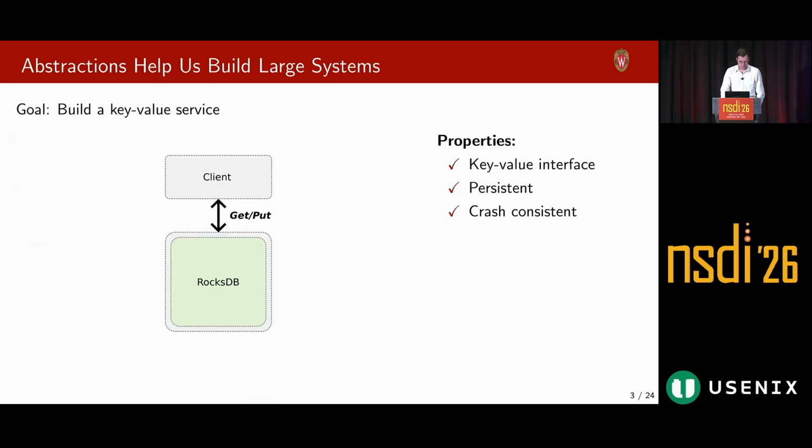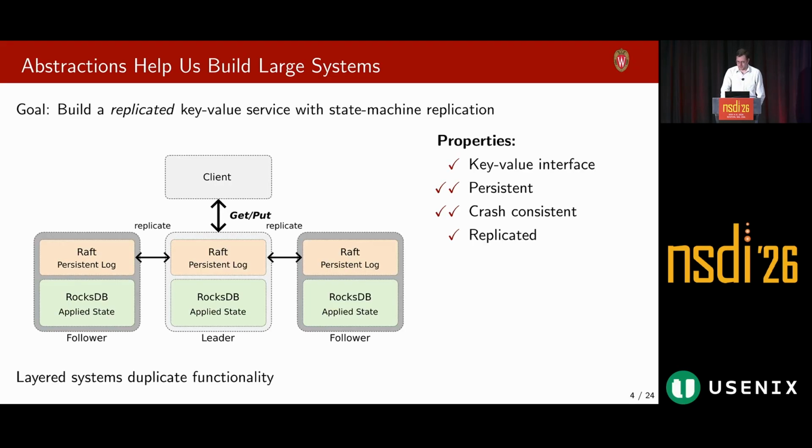And if you have the goal to build a key value service, you might start with a library like RocksDB. So RocksDB is a persistent and crash-consistent key value store. But then you might decide you want to replicate your key value service. And a common way of doing this is to add a layer above that RocksDB key value store. So you add a replication layer, where the replication layer is responsible for replicating and ordering those commands. And then each node is going to apply commands onto its own local storage system.